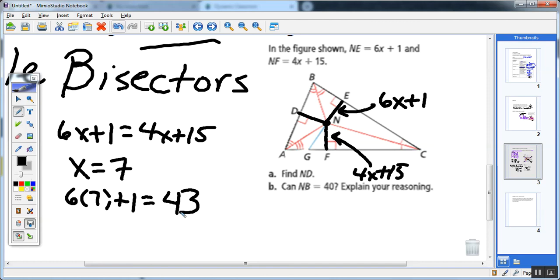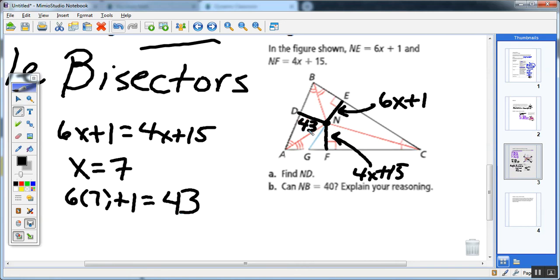how much? 43. Can N to B, where's NB at? Find NB. Anybody got NB up there? Top corner thing. Okay, guys, the distance from N to D, well, what kind of triangle is formed there, by the way? Okay, this is a right triangle right here, isn't it? We know the distance from N to D is how much, kids? 43.